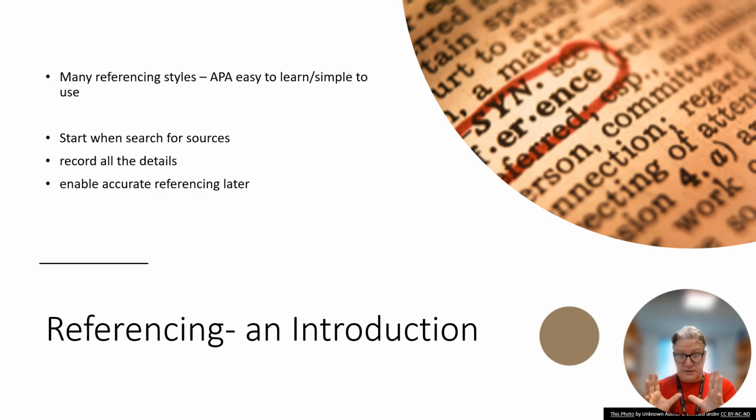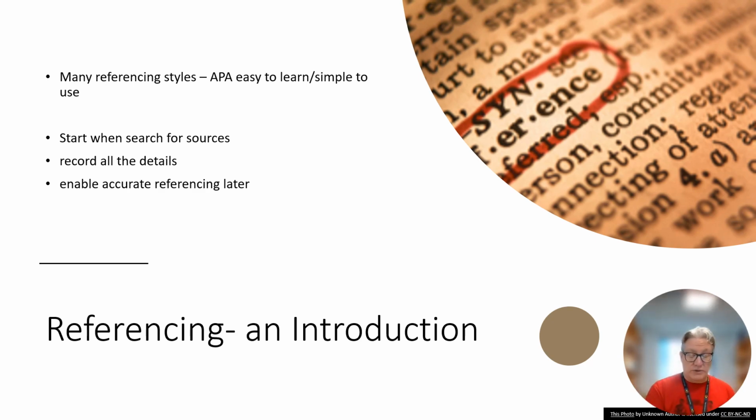However, the APA system is incredibly similar to the Harvard system in terms of how we construct citations, which is what happens in our writing, and bibliographies, which is what happens at the end. And I think it's worthwhile just to take a second to explain the difference between these things. So when we talk about a citation, that is when we are writing something and we cite another author. So citations occur, as we say, in text.